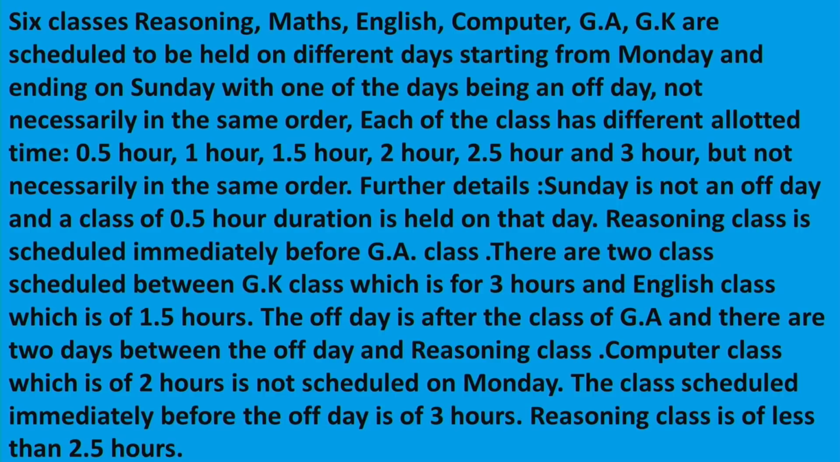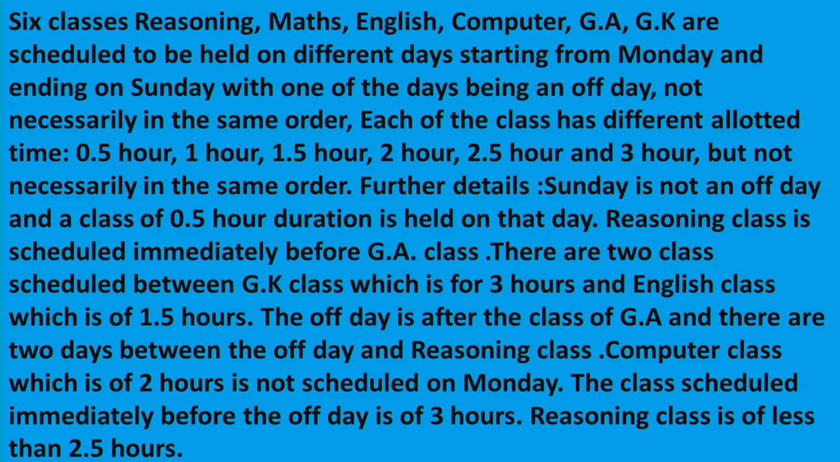Means they are giving you a clear platform for the arrangement of those days. Further, with one of the days being an off day, not necessarily in the same order. One among them, from Monday to Sunday, is an off day, but they didn't give you clear information regarding the off day. One more piece of information is associated. Each class has a different allotted time, and the times are 0.5 hour, 1 hour, 1.5 hour, 2 hour, 2.5 hour and 3 hour, but not necessarily in the same order. Further details. Sunday is not an off day.